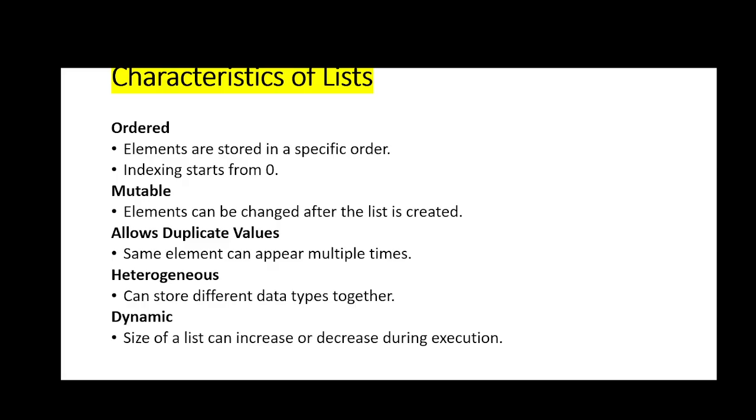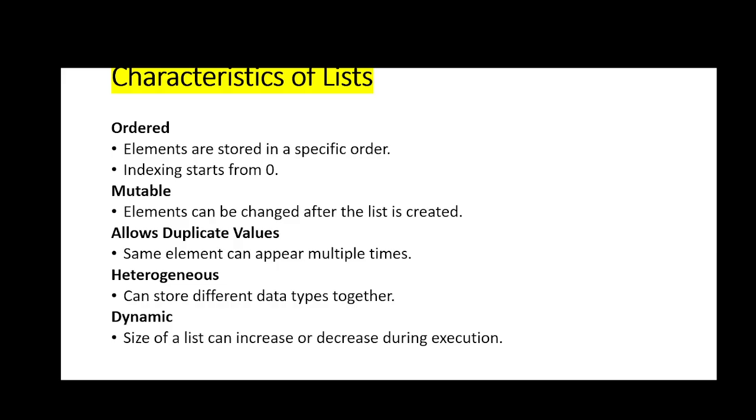Characteristics of a list. First one, it is ordered. Elements are stored in a specific order, so indexing starts from zero. Second one, mutable. Elements can be changed after the list is created. Third one, allows duplicate values.